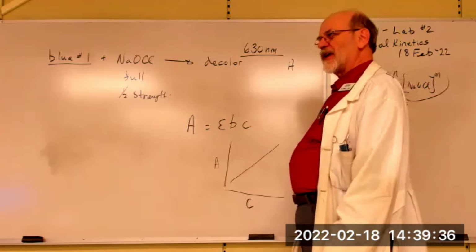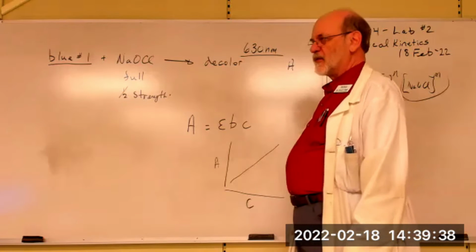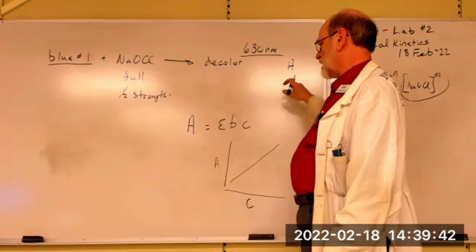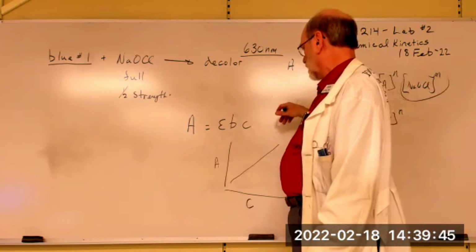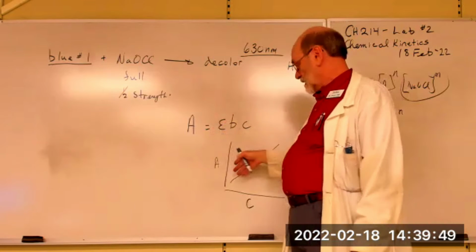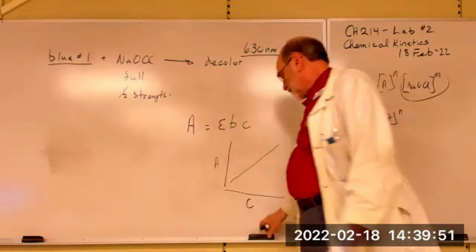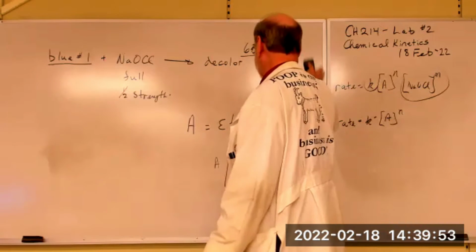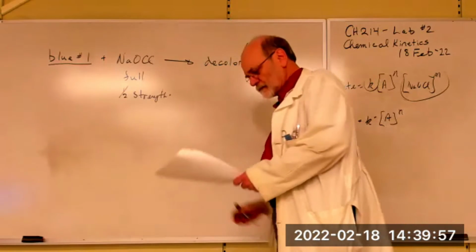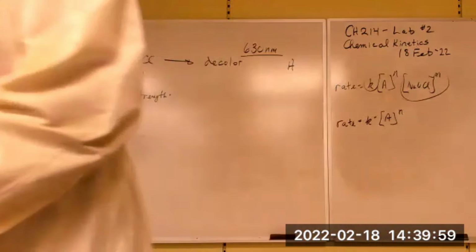There's another one called transmittance, and absorbance is just the log of the inverse of transmittance. Transmittance is not linear. Absorbance is linear. So that's why we use it. And the meter spits it out for you. It gives you an absorbance value. Okay.